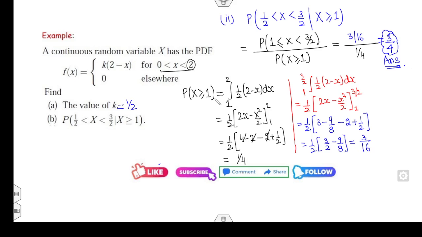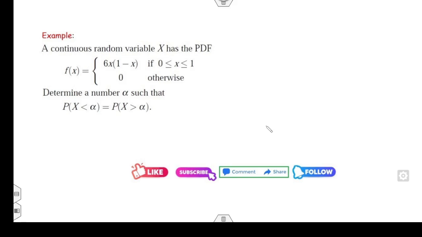Rest you can check your calculation. If you find some mistake, you can correct it on your own. Fine. Chaliye, look at this another one.